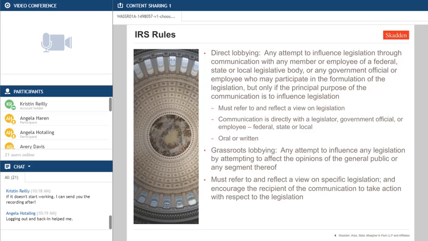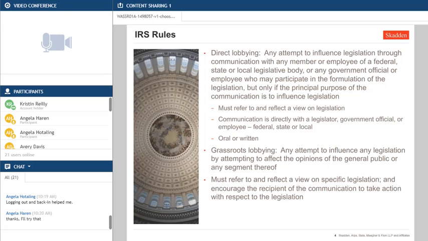So the communication has to refer to and reflect a view on legislation. And I'm not going to get a whole lot into this. This is sort of a term of art. The IRS has a lot of guidance on what this means, but the bottom line really is it means what it says. You've got to be talking about specific legislation, and it can be something that's either pending in Congress or that's proposed or it's going to be proposed. It's some legislation there that you can point to. And you've got to actually have a view on it.